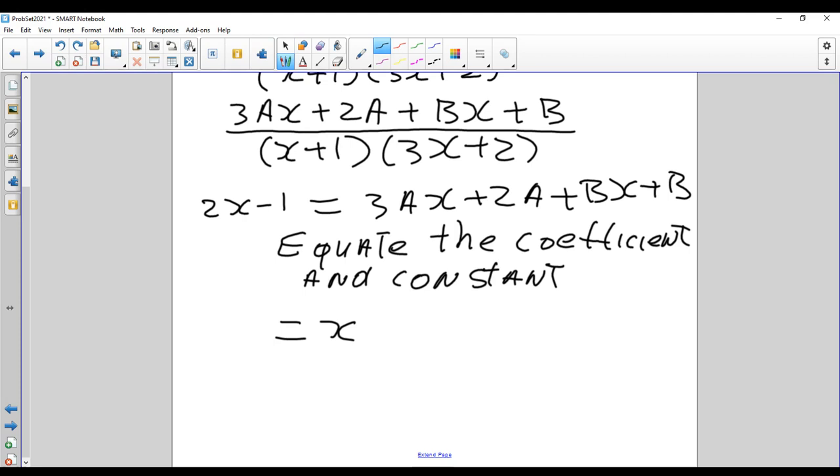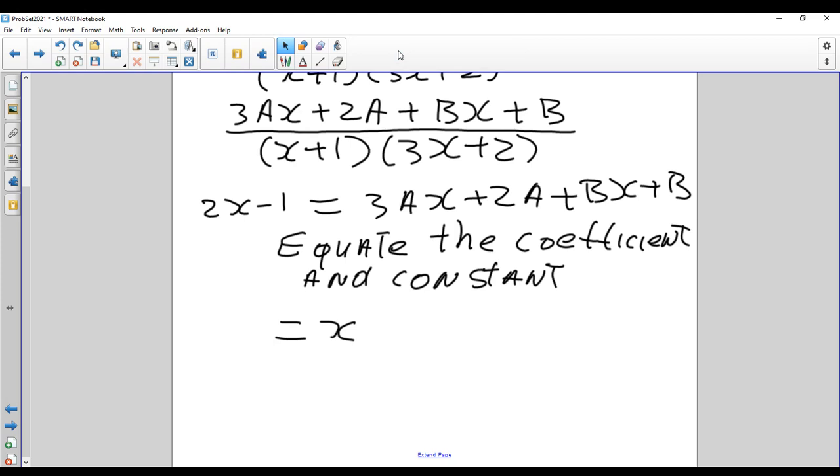They are. And that's the reason I can set them equal to each other, because the two denominators are the same. The two denominators are both the same: x plus 1, 3x plus 2. So it means that the two numerators also have to be the same. Okay? All right.